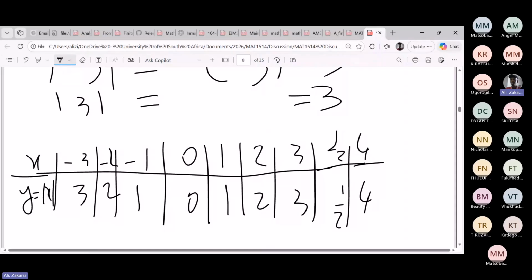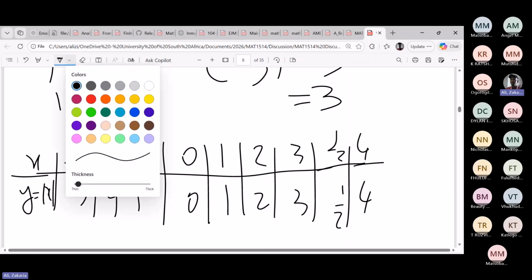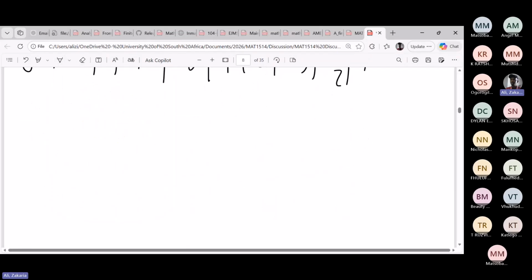So you see, when I pop in 4, the output is 4. Input is 3, output is the same thing. Input is 2, output is the same thing. Input is 0, output is the same thing. Input is 1, output is the same thing. Input is minus 1, output is 1. Then this is something that I can sketch very easily.